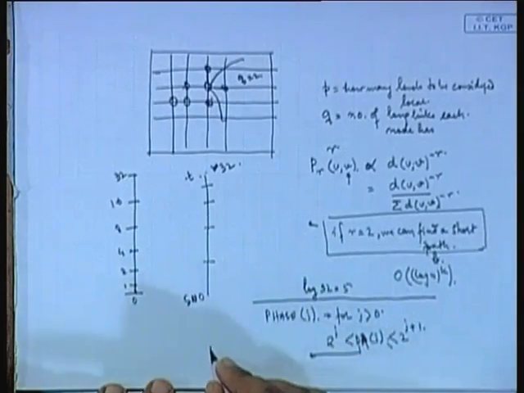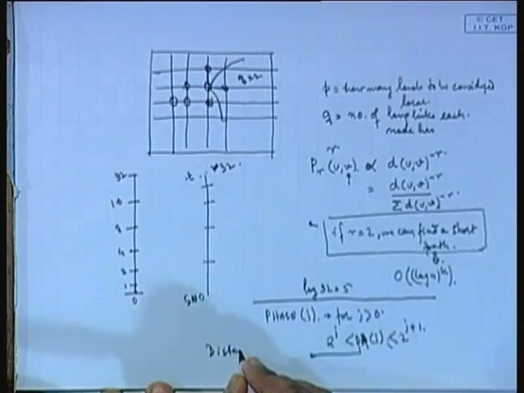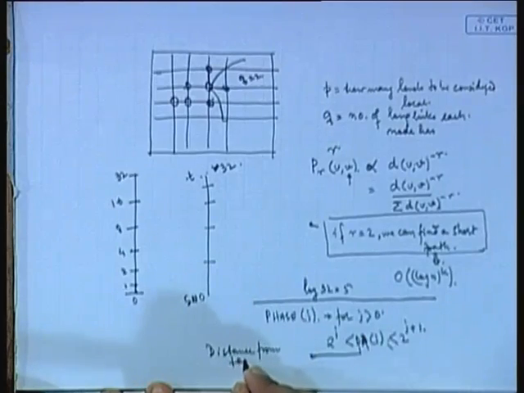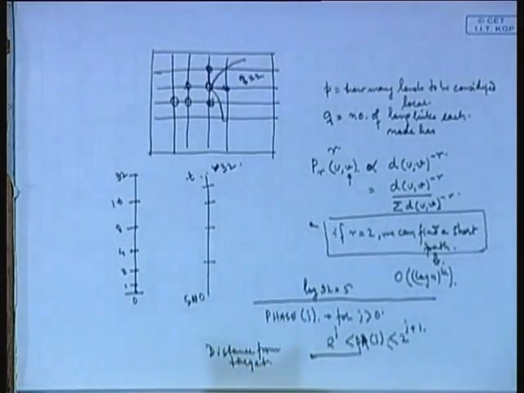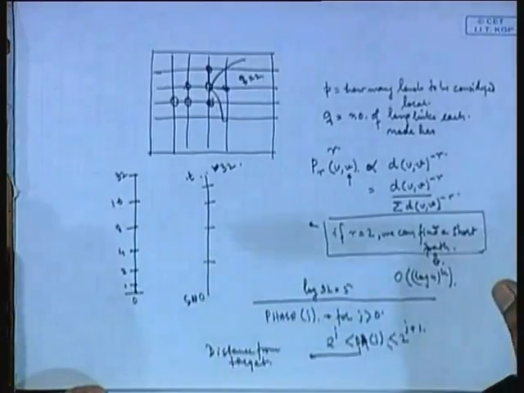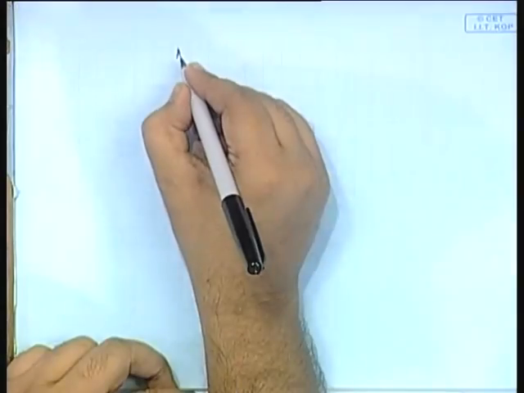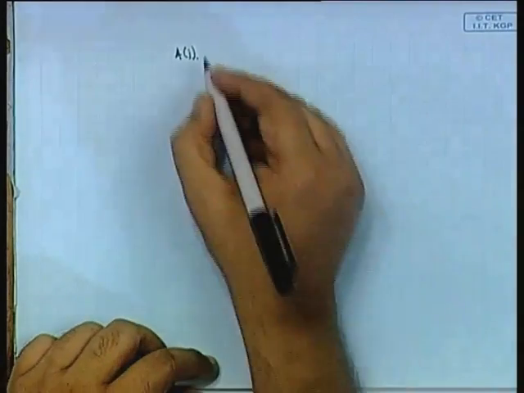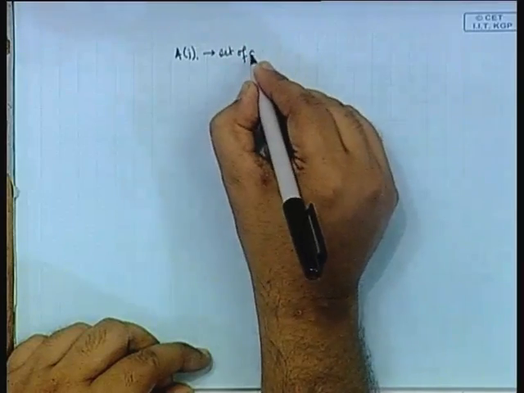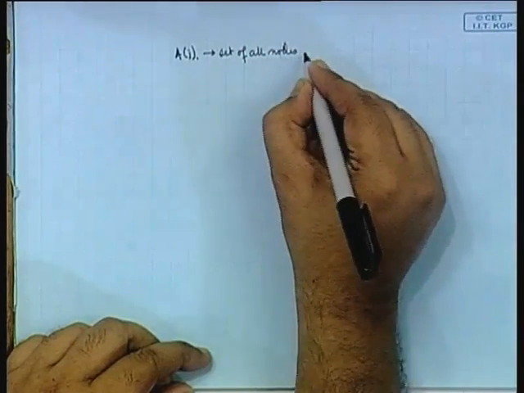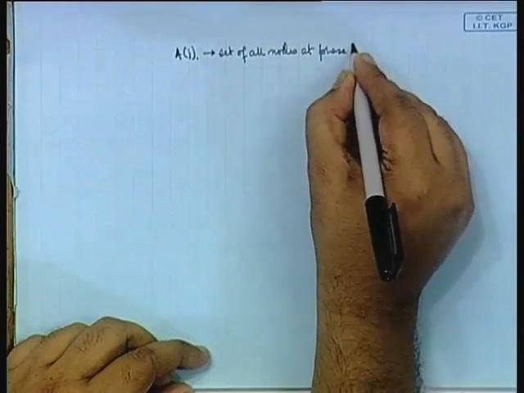This is the distance from target. Okay. This is the distance from target. This was clear. And then what is AJ? AJ is the set of all nodes at phase J. I hope this part was clear. Okay, after much fighting, I think we at least understood this part. Okay.